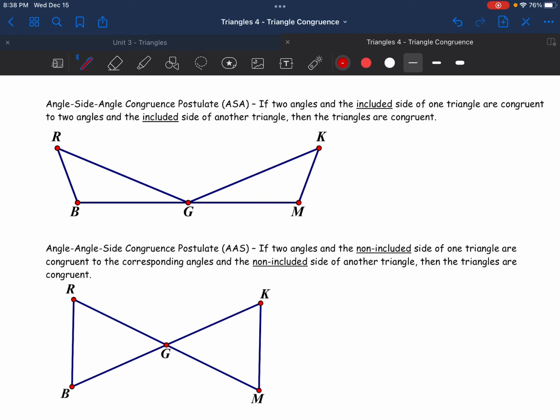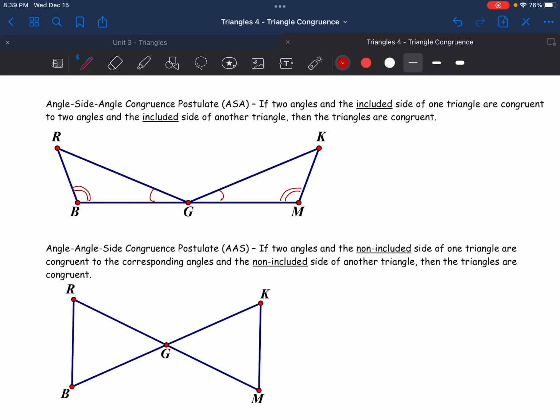This is the opposite of that. I am now saying there happens to be a pair of angles, one here, that I have a match in my other triangle. So one pair of angles meeting at point G, these other pair of angles, B and M, that I know are congruent.